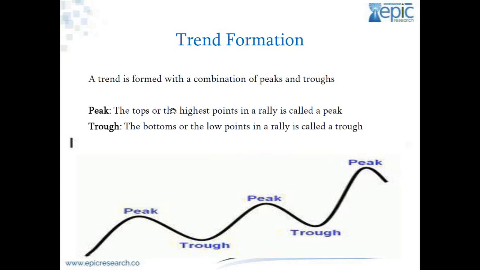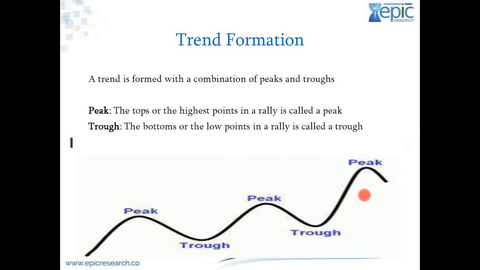Now this is how a trend is formed. A trend shows the momentum or the expectation of that particular share by the traders in the market. If a trend is forming higher peaks and lower troughs, it is a rising trend. A peak is the highest point of that particular trend. As you can see, this is the peak point, this is the trough point.